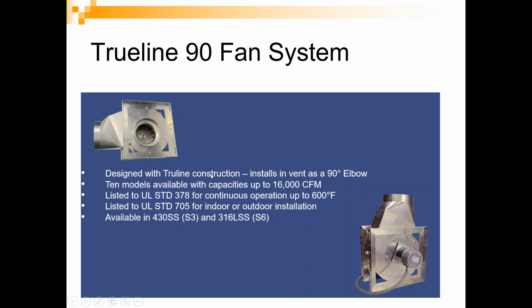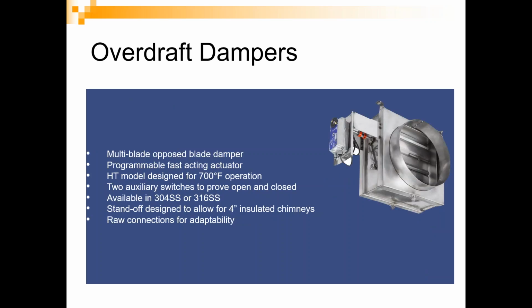So we do have quite a bit of options available when we're talking about our boiler system design and venting design. We can use these, whether it's the termination fan, the inline fan, or the 90-degree fan, to help you with the application that you're looking to do. We also have overdraft dampers from US Draft, which provide multiple blade, opposed blade dampers. This can help with overdraft type conditions.